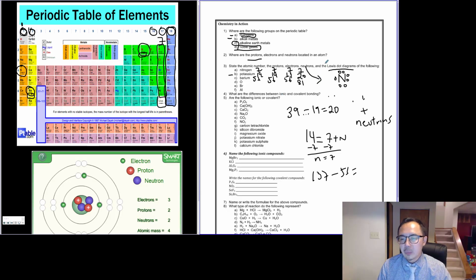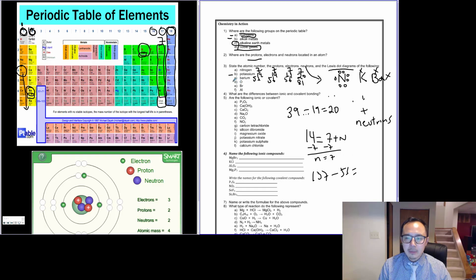So if we look at the Lewis dot structure of potassium, remember potassium is an alkali metal, so it has 1 valence electron. So the potassium will just have 1 electron on its outside. If we're looking at the Lewis dot structure of barium, barium is an alkaline earth metal. That means it has 2 valence electrons. So barium would just have Ba here, with 2 electrons, and that's it.